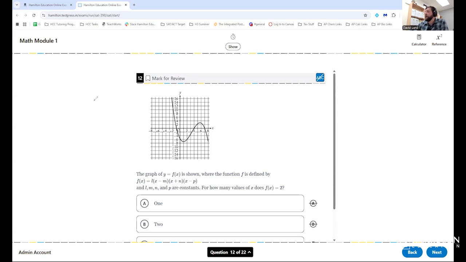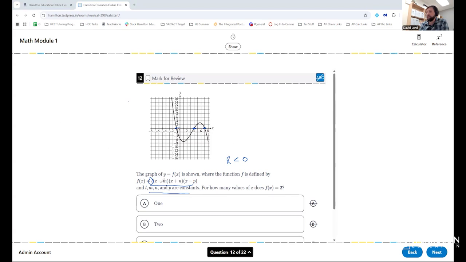Question number 12. The graph of y equals f(x) is shown, where f is defined by some polynomial. So it looks cubic. Because it's cubic, it has zeros here, here, and here. It also is going downward. So I know that the leading coefficient, L, must be negative. All right, let's see what we can do. L, M, and R are constants.